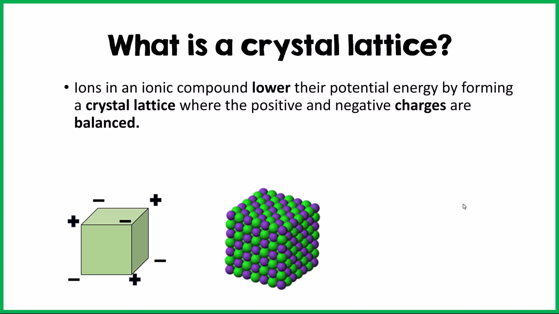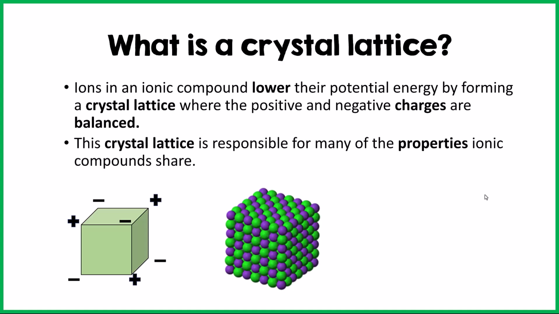Ions in an ionic compound lower their potential energy by forming a crystal lattice where the positive and negative charges are balanced. So if you picture a bunch of positively charged sodium ions and negatively charged chlorine ions together, not only are they attracted to each other, but they're attracted to the other ions around them. And so they eventually gather together and form this crystal lattice structure. And the crystal lattice is responsible for many of the properties that ionic compounds share.